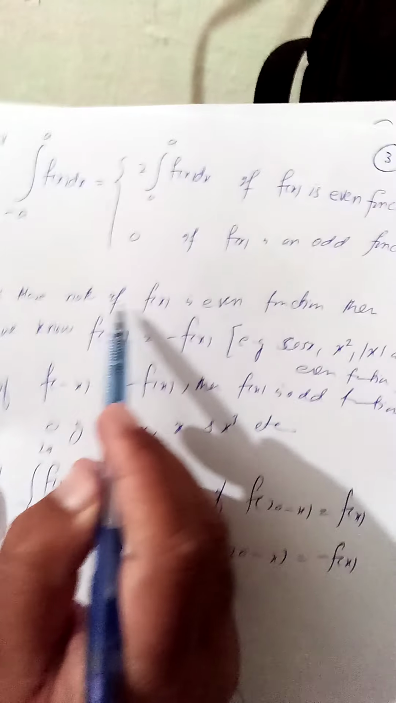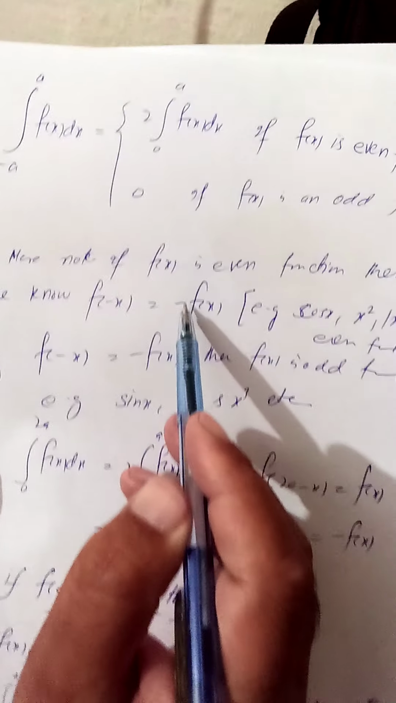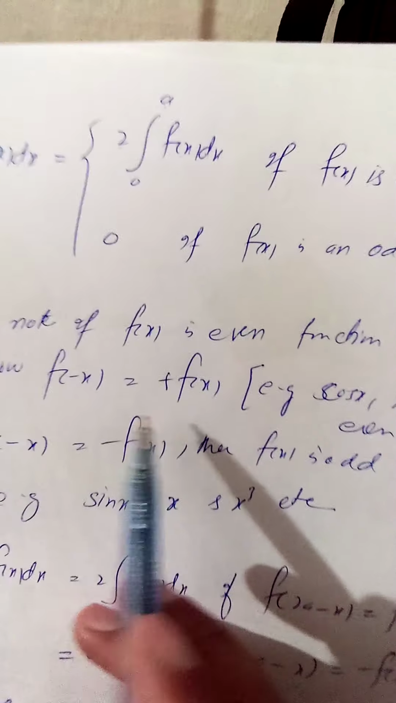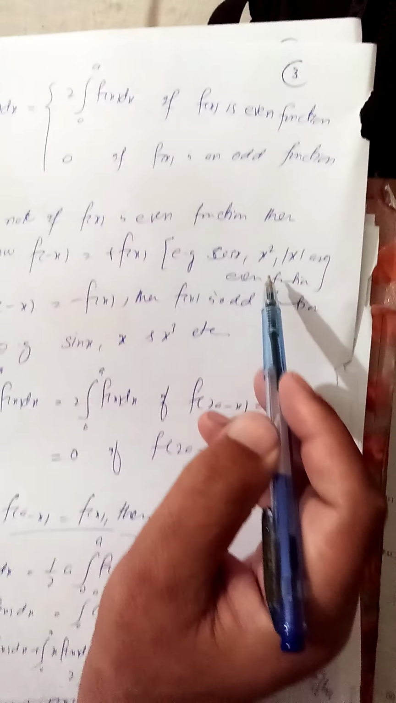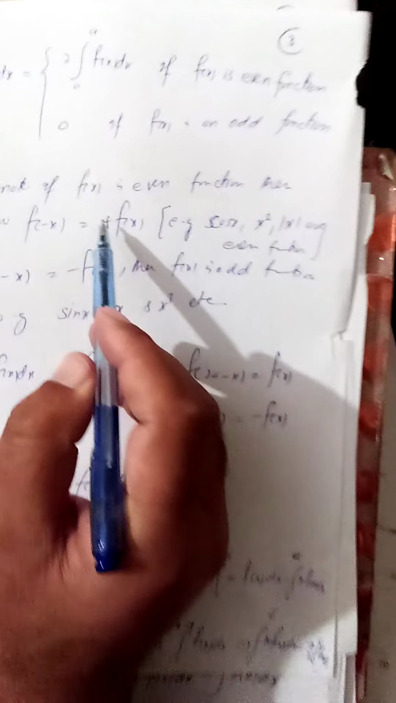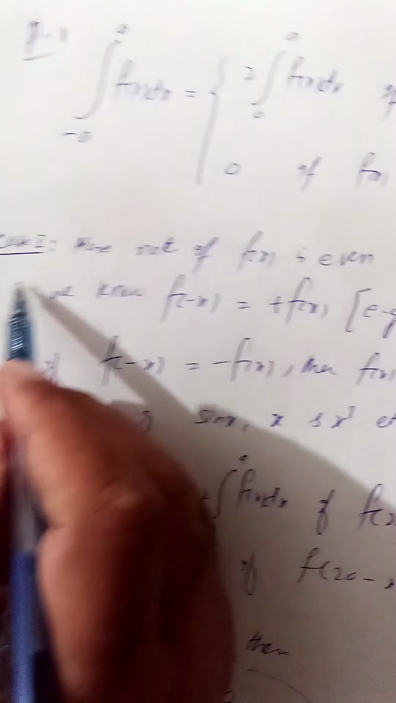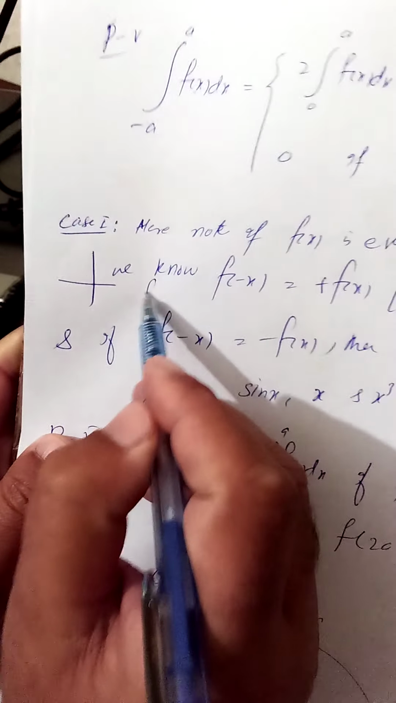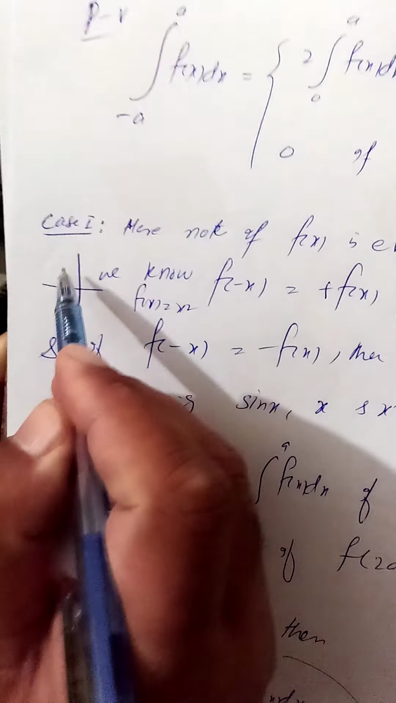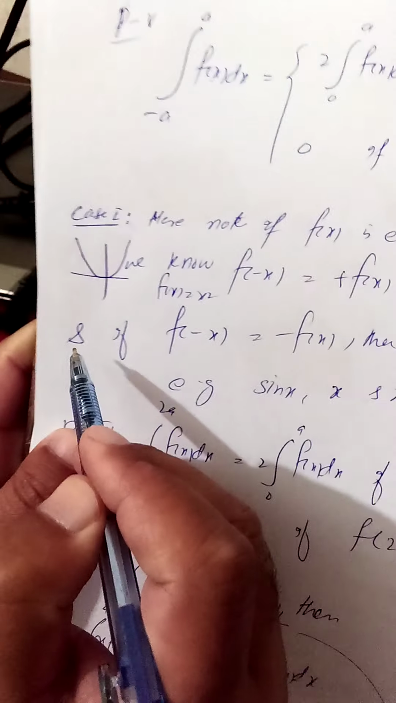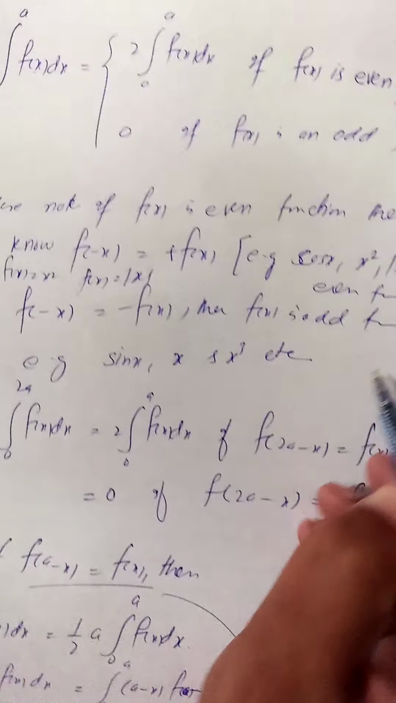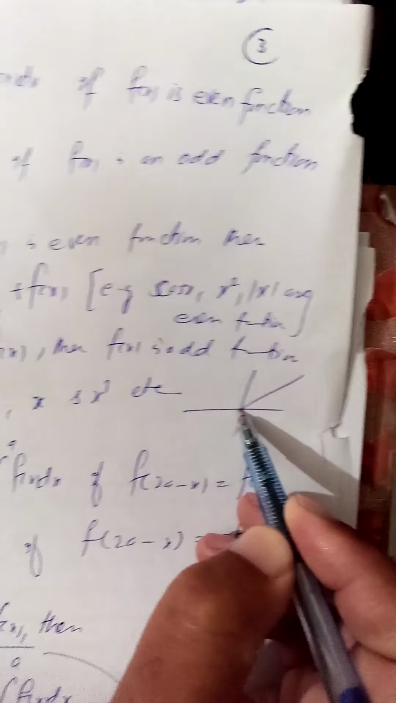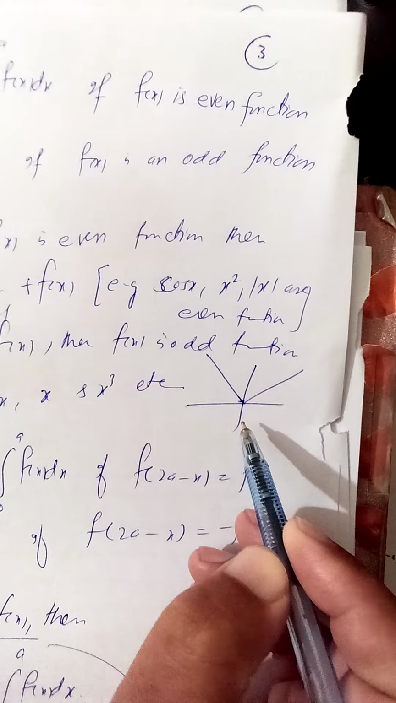Here note, if f of x is an even function, then we know that f of minus x is equal to f of x. This is called an even function. For example, cos x, x square, and x absolute are examples of even functions. Even function graphs are symmetric about the y-axis. For example, if f of x is equal to x square, then its graph becomes as shown. Similarly, if f of x is equal to x absolute, then its graph can be drawn as shown, which is symmetric about the y-axis.